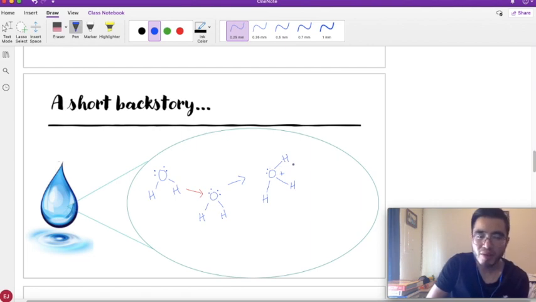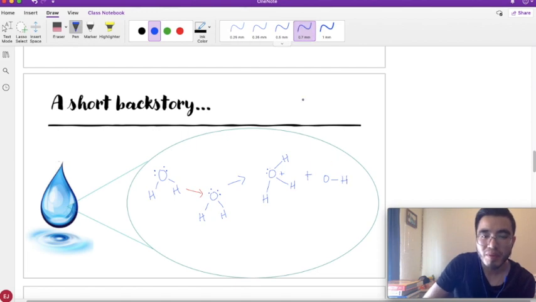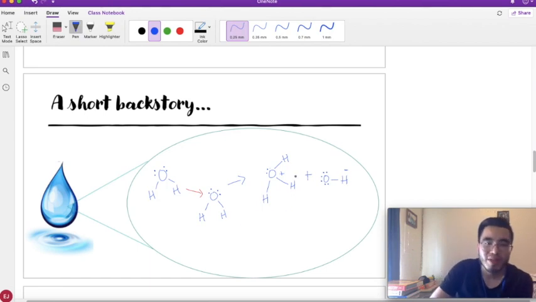And since molecule 1 lost a positive ion, it's now negative. It went from having 2 hydrogens to having only 1. So we write 1 oxygen, one hydrogen. Let's not forget about the electrons. And this one is negative. So this happens sometimes in water, but it's a very fast process.